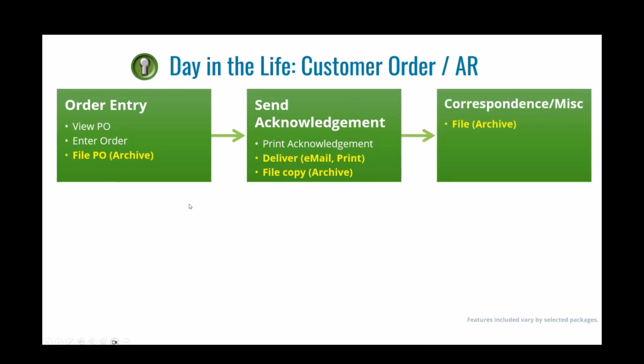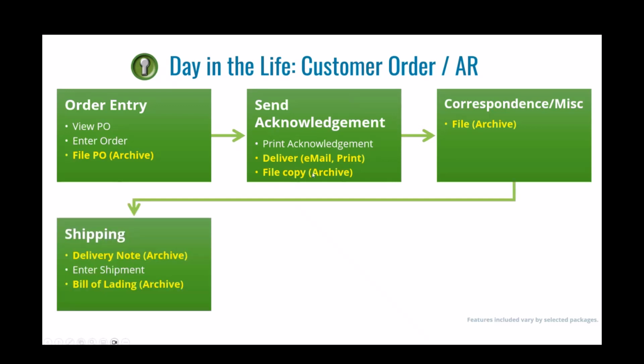As I mentioned earlier, you can also file away other correspondence, other miscellaneous information, just anything that's associated with the order itself. This will allow us to file away, for instance, an email and then archive it into the Dash DDX. We do this also by printing it to the DDX print driver. Then when it comes time to ship, we can take the delivery notes and archive those. We can enter the shipment, and then we can also associate the bill of lading to the archive.